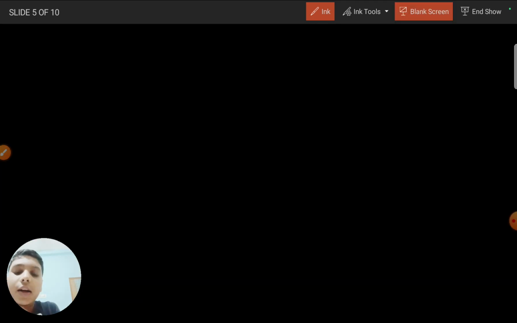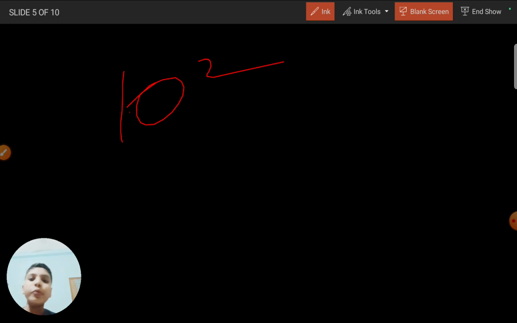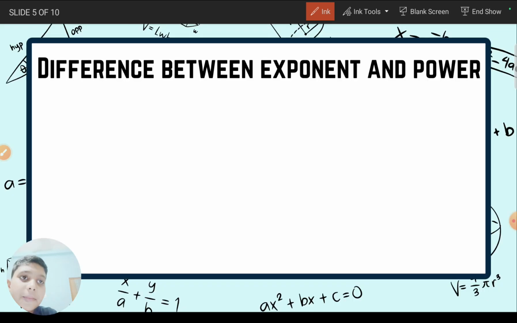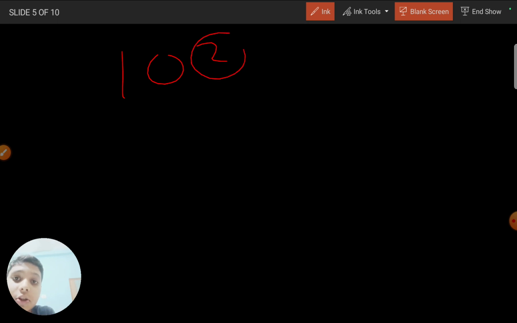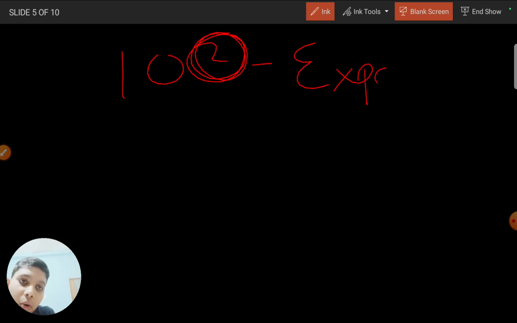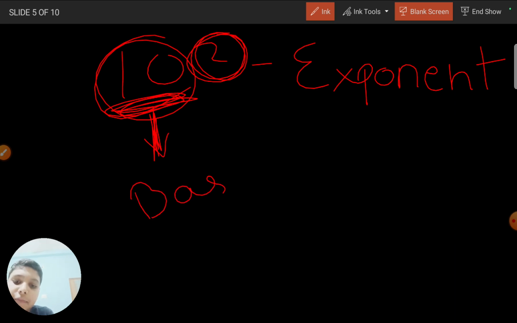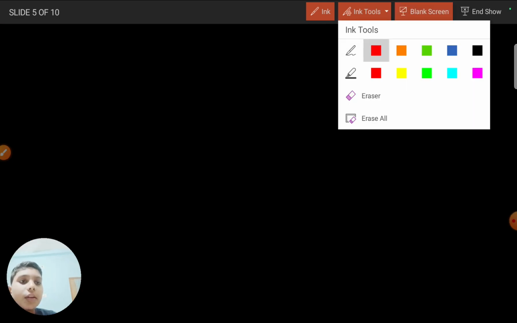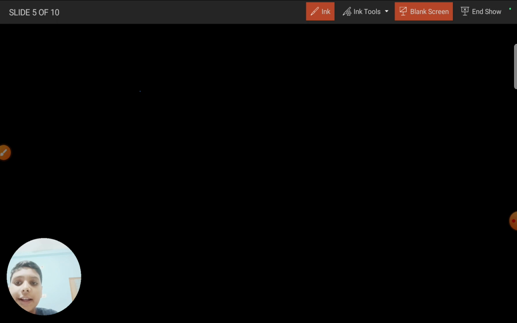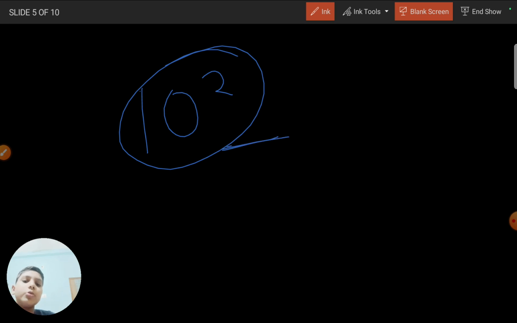Okay, now see, 10 to the power of 2, the one example that we have taken. In here, 10 to the power of 2, this small number on the top is known as the exponent. Now this bigger number below, 10, is what we call the base. Now one thing you remember, this is a very important concept. I have written 10 to the power of 2. This is the exponent, this is the base. But the whole thing is known as power.